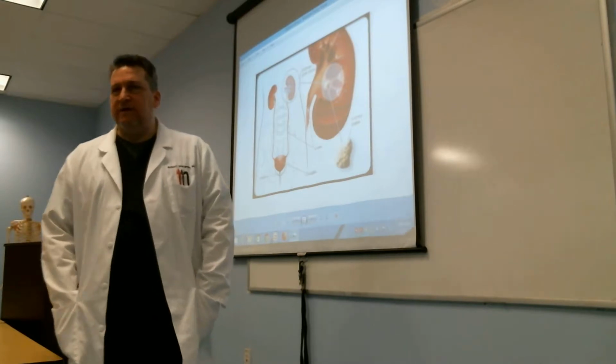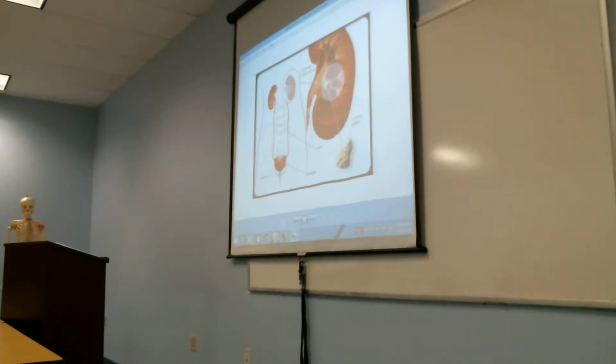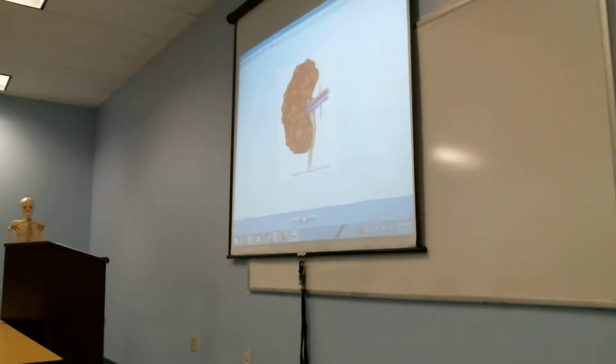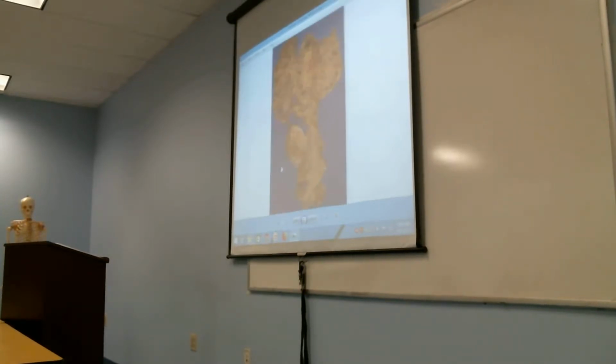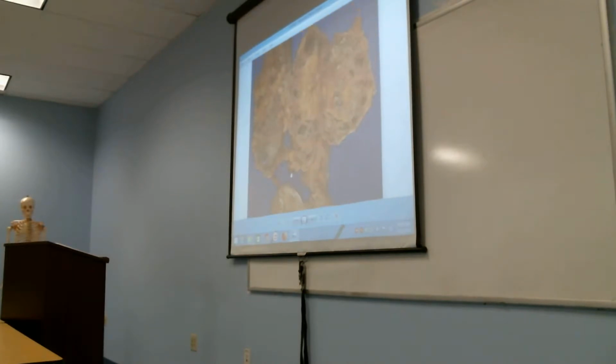Polycystic kidney disease. What does poly mean? Many. So many cysts in the kidney. Let's take a look and see what that looks like. Not good. This would be an artist rendition of what polycystic kidney disease looks like. Look at the holes.